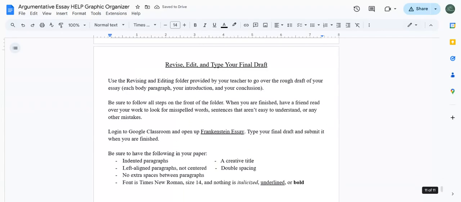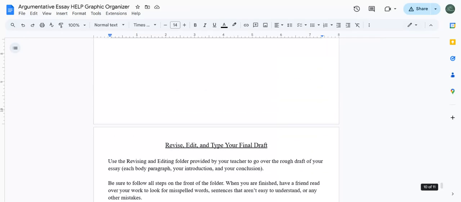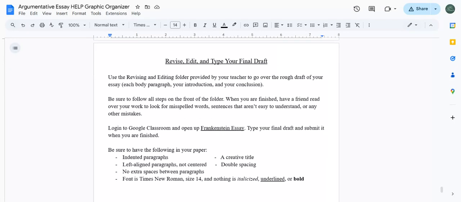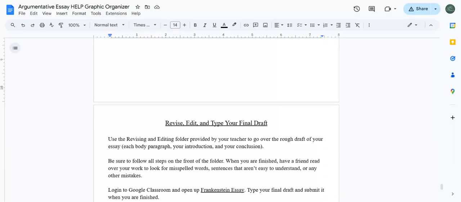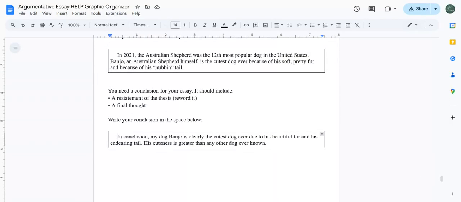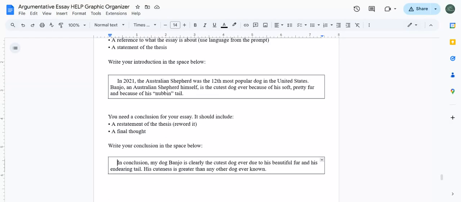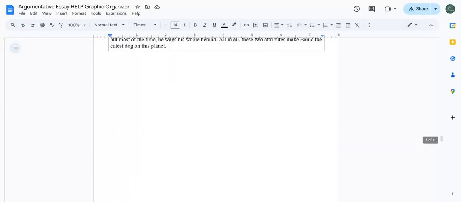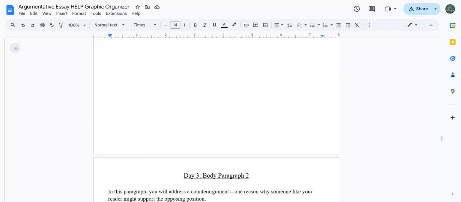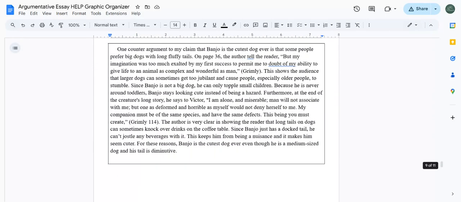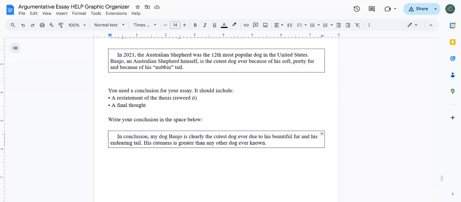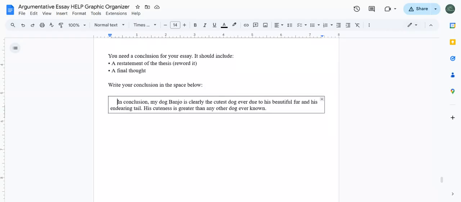And we're done. When I type my final draft tomorrow in class, because that's when it's due, on day 5, I'm going to copy and paste my introduction. Then I'll copy and paste my first body paragraph. Then I'll copy and paste my second body paragraph. And then I'll copy and paste my conclusion. It's okay that my introduction and conclusion are kind of short. That's not a problem. Okay?